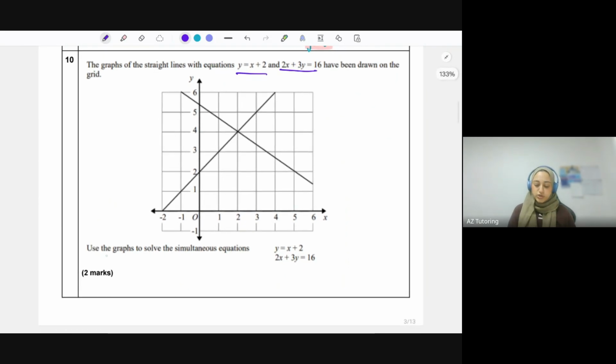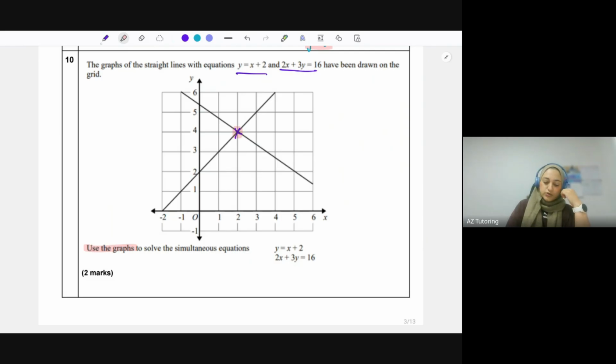So it says use the graphs. You're not meant to solve them like how you were doing in foundation, like cancelling out the numbers and stuff. What the examiner wants you to do is just read this spot that's right here. Simultaneous equations basically means where your two graphs are crossing.